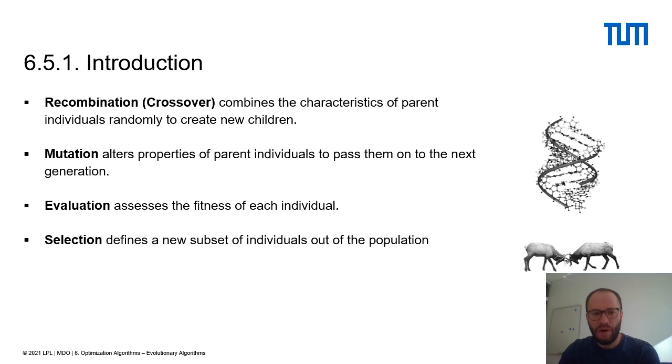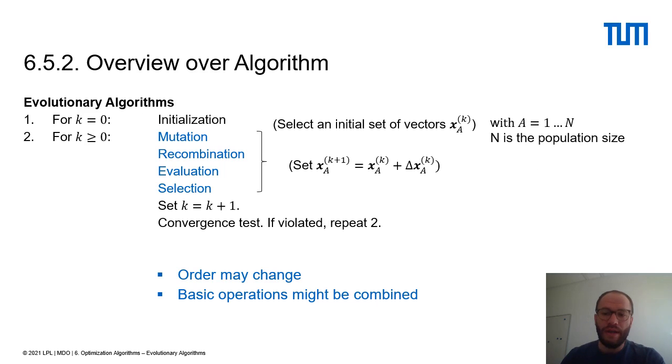So the design variables, the genes, or chromosomes are evaluated with respect to the objective function or fitness function, and this is called evaluation. And finally, the selection process. So here, out of a population, so a set of design variable vectors, a new subset is defined for the new iteration. Now let's have a look at the general overview of evolutionary algorithms.